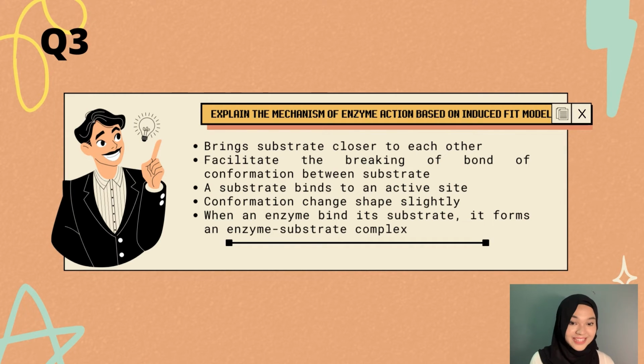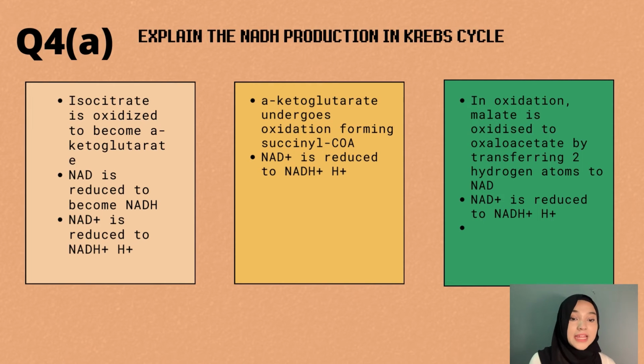Easy kan? Now look at question 4a. Explain the NADH production in the Krebs cycle. First of all, isocitrate is oxidized to become alpha ketoglutarate. Alpha ketoglutarate. Susah betul aku nak sebut. And NAD plus is reduced to NADH plus H plus.